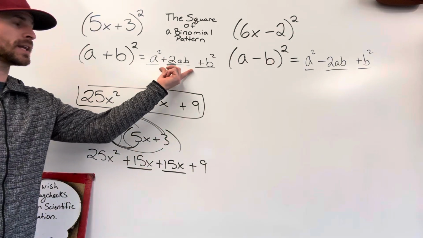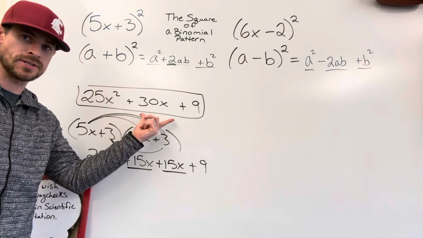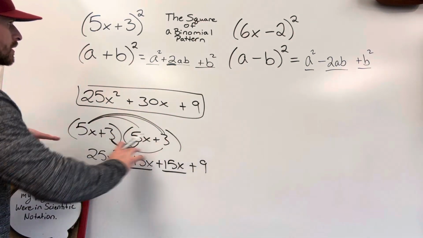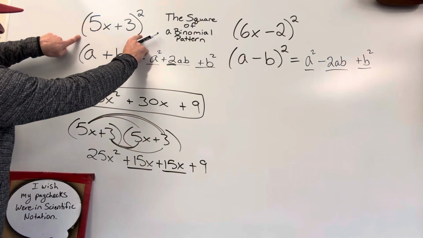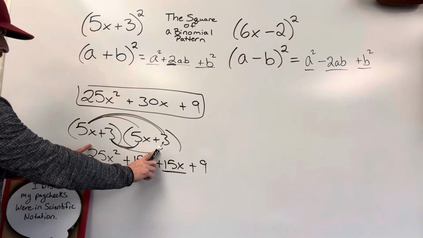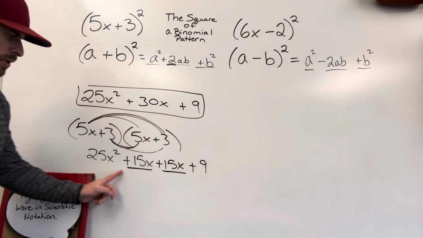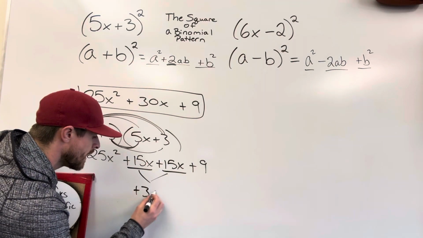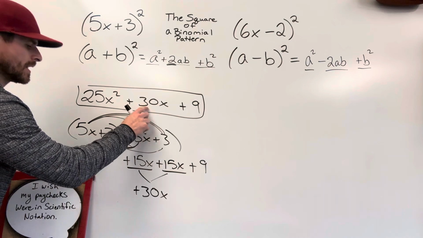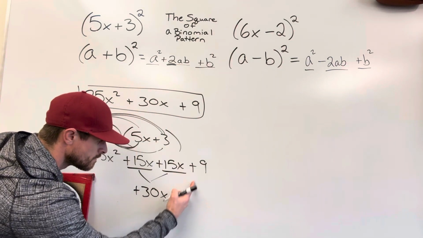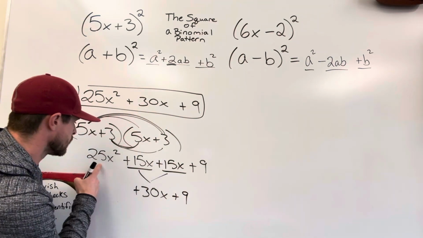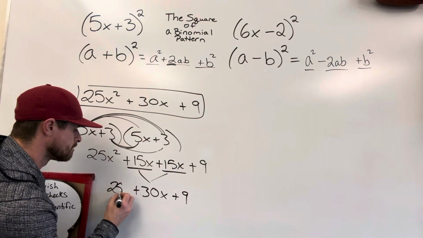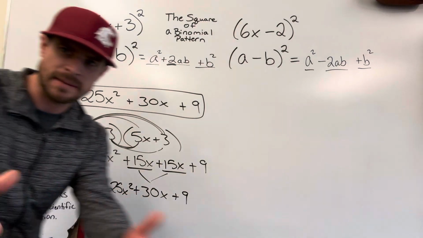You could just figure it out using the quick rule and get right to it. And if you want to just write it out the long way, expanding this binomial into two binomials and FOIL it out, you can always do that. Because look what we get here. 15x and 15x makes that 30x that we had already gotten. The 9 comes down. 25x squared comes down. And voila, same exact result.